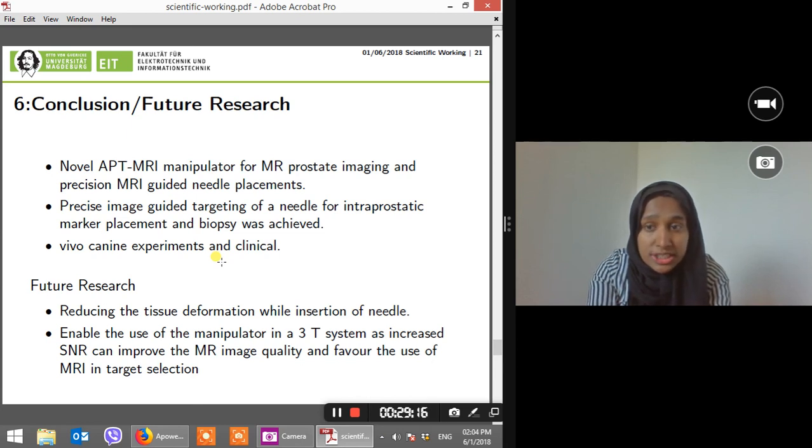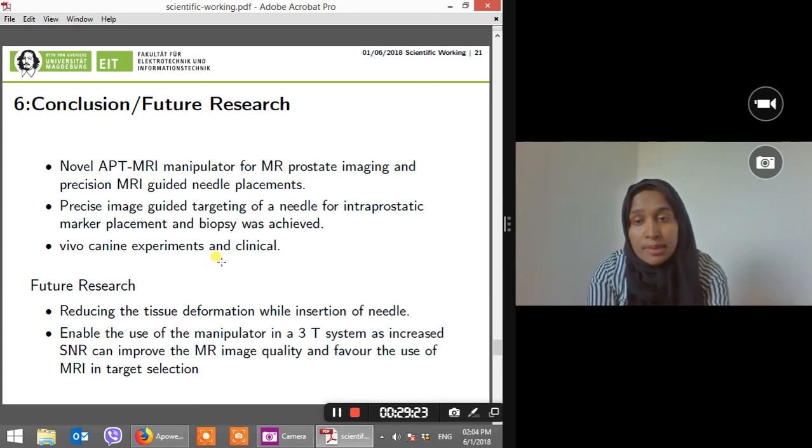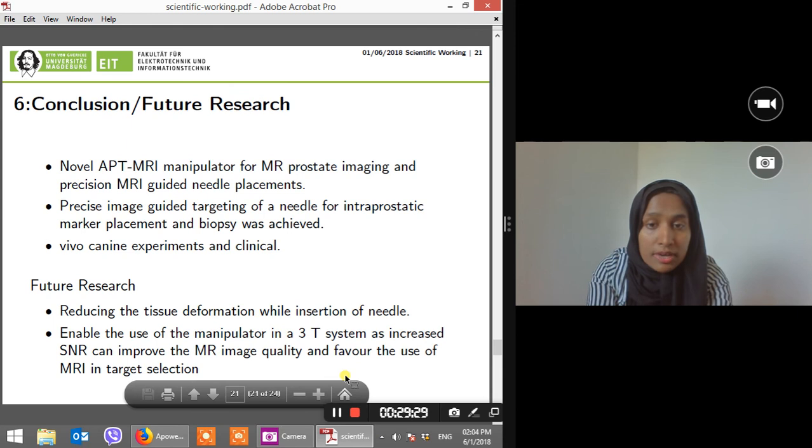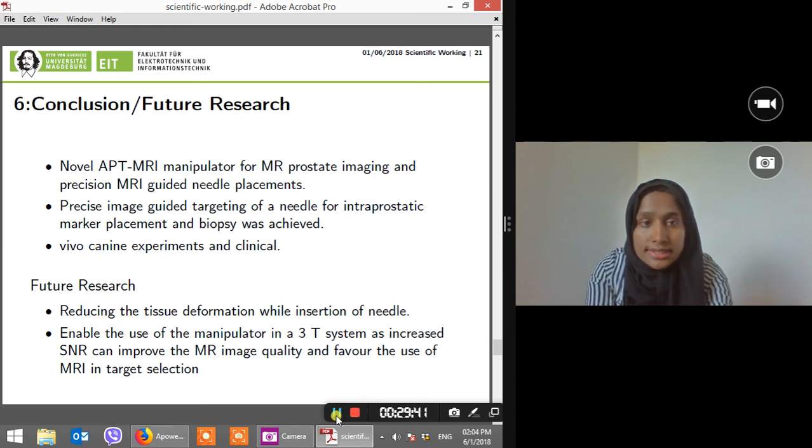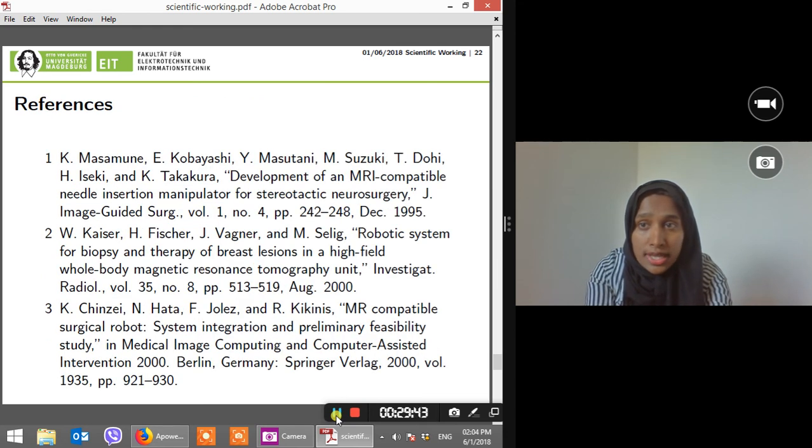So for future research, we can use 3T systems, which have a higher signal to noise ratio that can improve the image quality, and which can actually help us with more image guidance, target selection and localization of the tumor, and we can detect prostate cancer. That's all for my presentation.